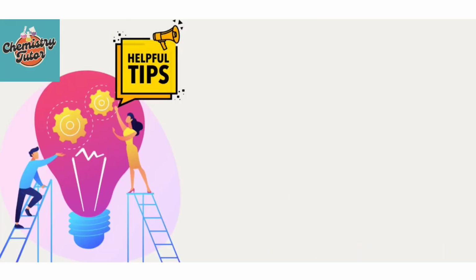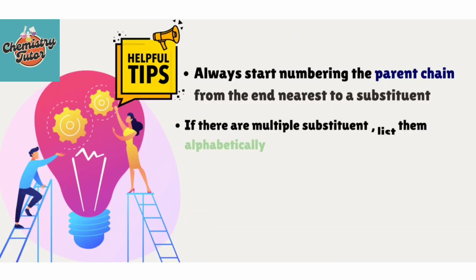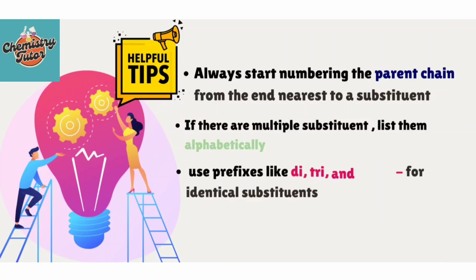Tips for naming alkanes. Always start numbering the parent chain from the end nearest to a substituent. If there are multiple substituents, list them alphabetically. Use prefixes like di, tri and tetra for identical substituents.